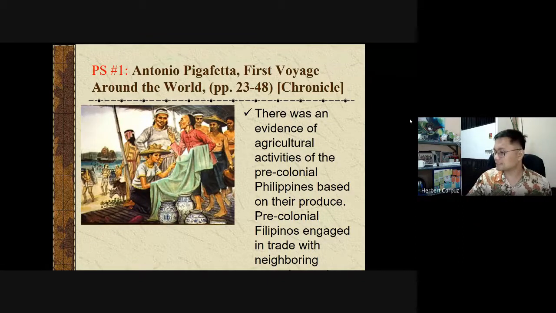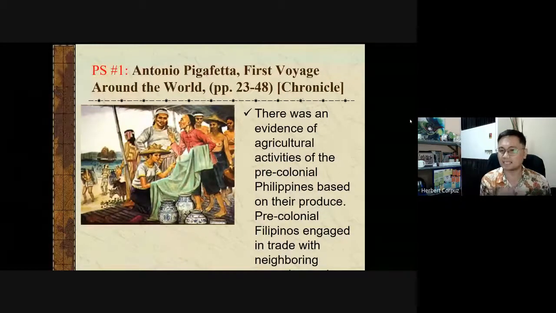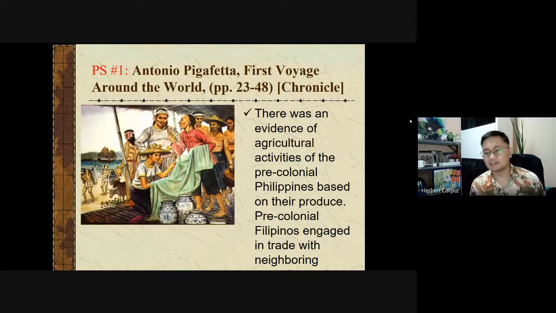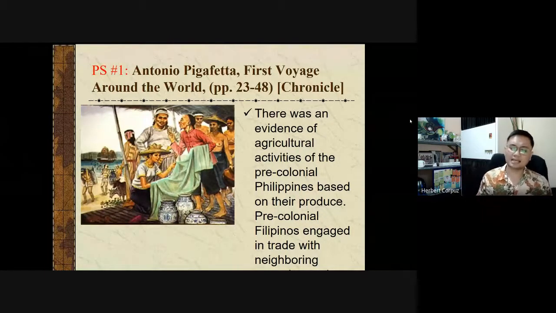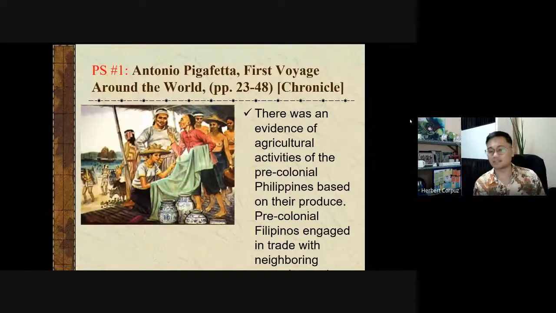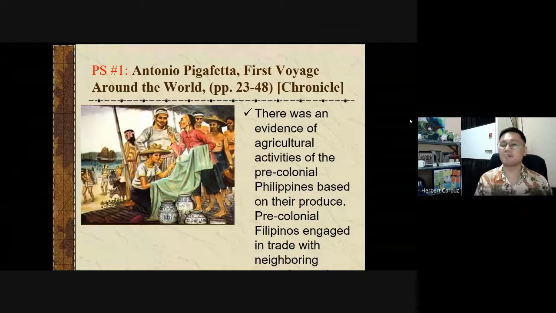Pag sinabi natin husk, ito yung usually dry outer covering of a certain seed. So yung ipa na tinatawag natin. So yung mga rice husk daw na ito, yung mga ipa, ang pinaka-earliest na nahukay ay nahukay sa Andarayan. Pre-colonial excavation ay nahukay sa Andarayan, Solana, Cagayan. So dito natin mapatunayan na ang Cagayan ay napakayaman pagdating doon sa pre-colonial artifacts or pre-colonial fossils that would testify, okay, presence of early civilization in the Philippines prior its rediscovery by Magellan.